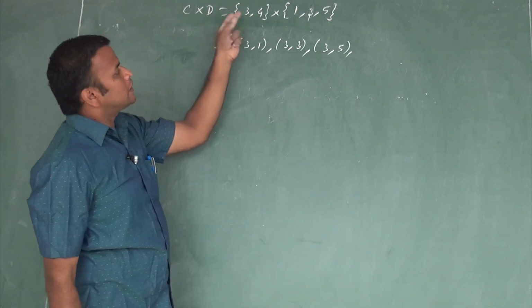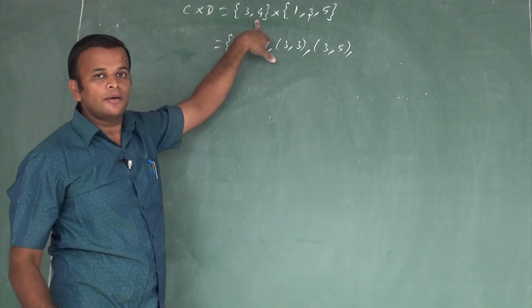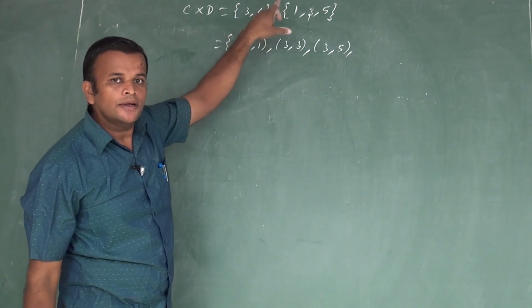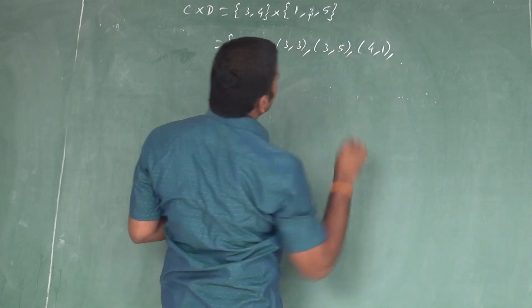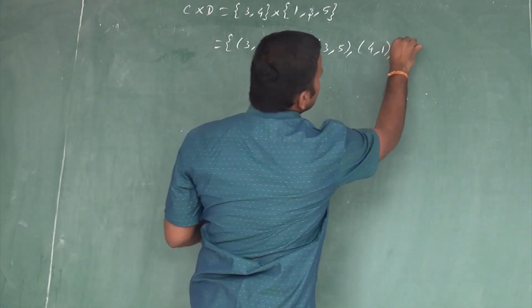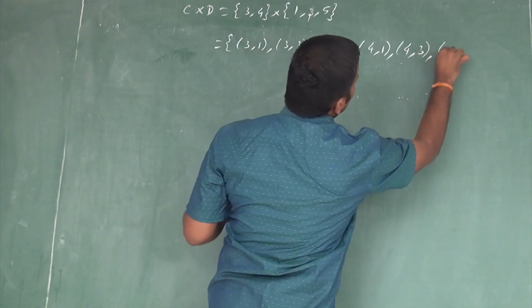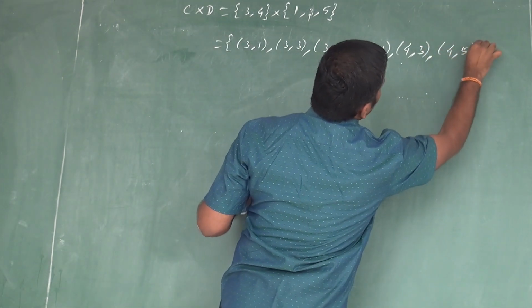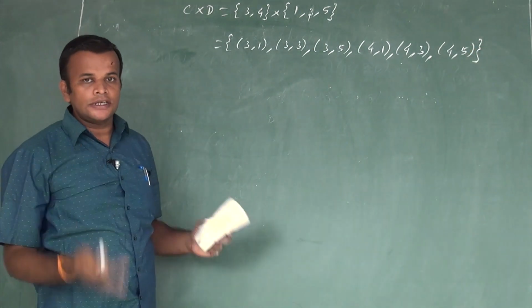Next, we move to the next element of the first set, which is 4. So the next possible ordered pair is 4, 1. Next one, 4 comma 3, and the last one is 4 comma 5. So that is the value of C cross D.